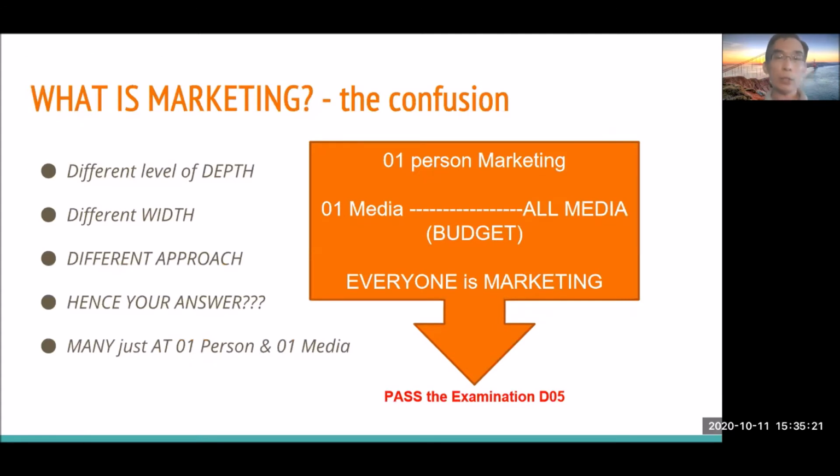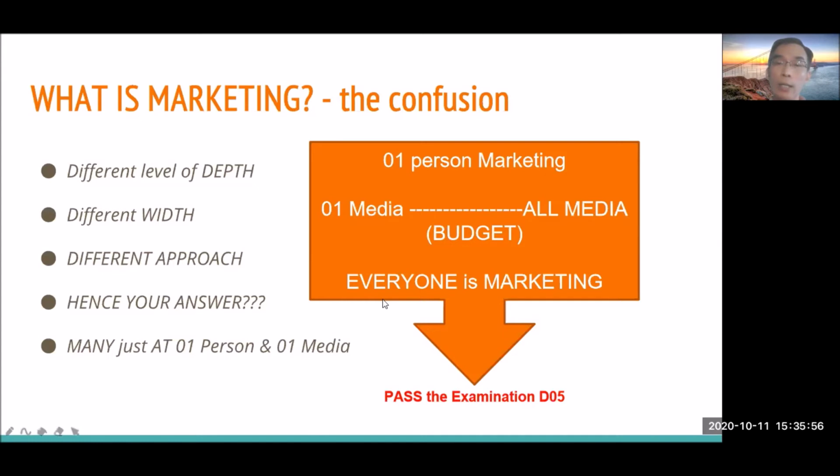So what is marketing? The confusion is that a lot of people tend to answer the questions without knowing what level of answers the examiner wants. Actually, there is a different level of depth you are looking at in the answering approach. There's also a different width. I mean, how deep it is and how wide it is. If you can give the depth and also the width, then the examiner will understand that you really appreciate the question, and you are able to convince the examiner to give you marks.